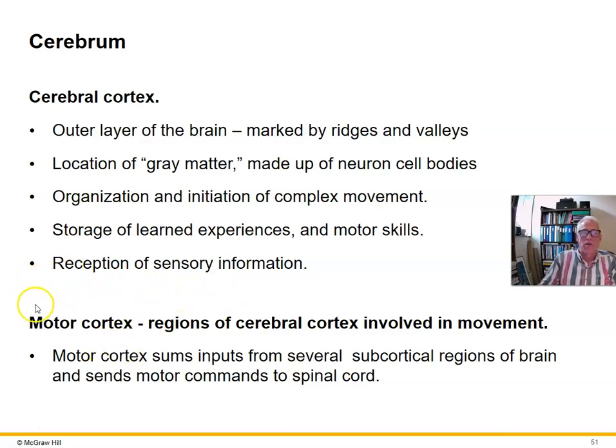Part of the cerebral cortex is called the motor cortex. Motor, as you know, refers to information going out from the central nervous system to the periphery to control muscles and glands, and so the motor cortex has motor neurons that control the skeletal muscles.